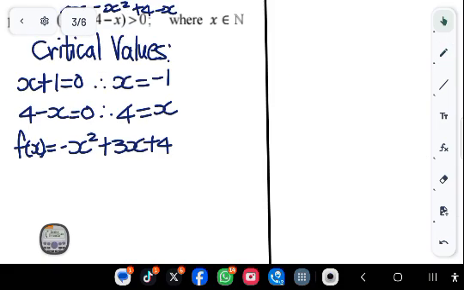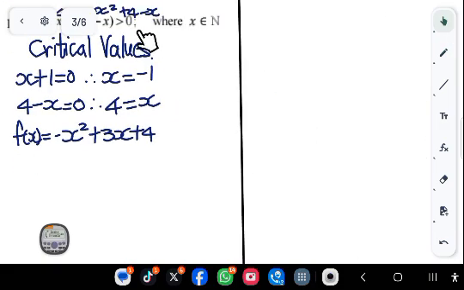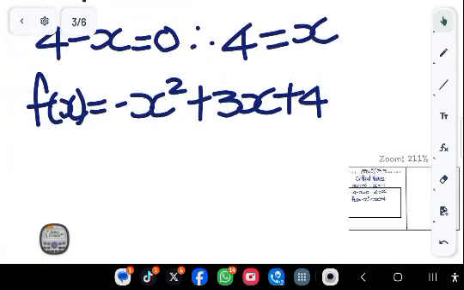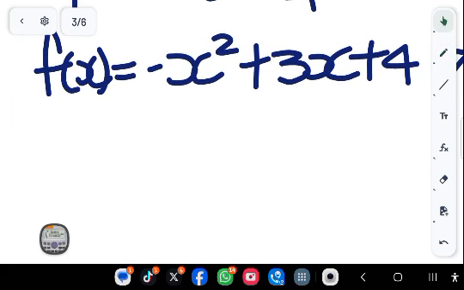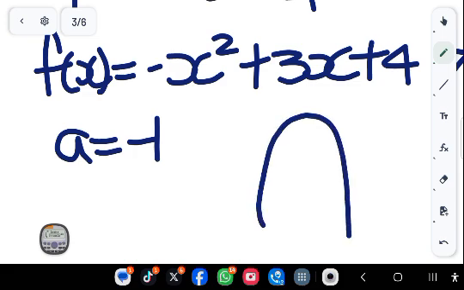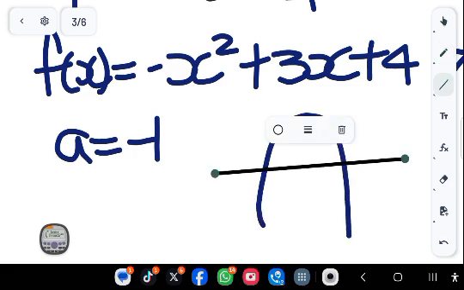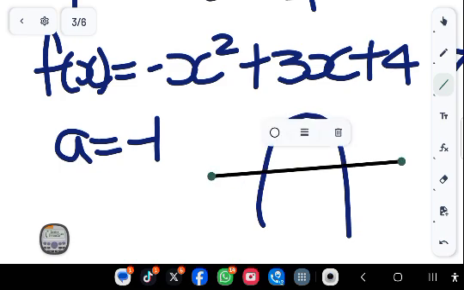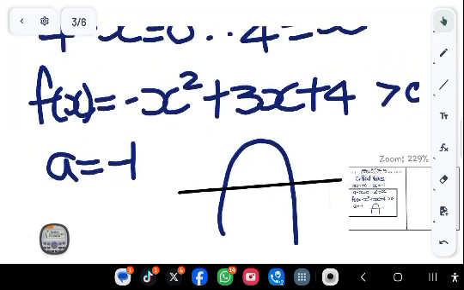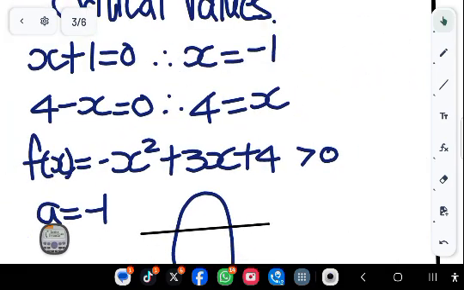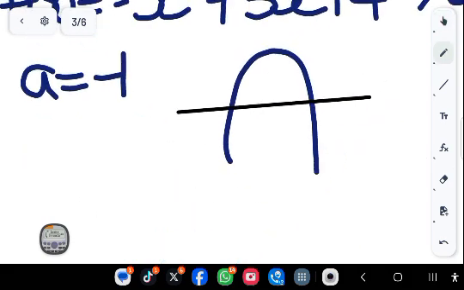So basically this is where f of x is greater than 0. So this is a negative: a equals negative 1, meaning that our graph, the parabola, will have arms looking down. Now let's put the critical values. That is negative 1 on the left hand side, and the other one is 4 on the right hand side.